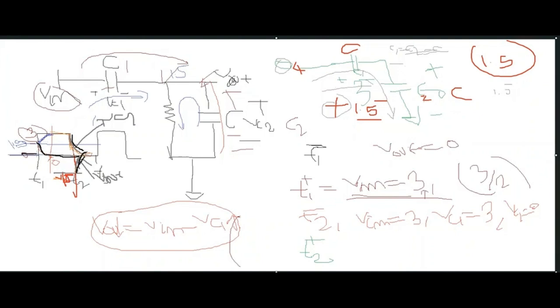When a rising pulse comes, the output is 1.5 to 0, and when a falling pulse comes at the input side, it becomes minus 1.5 to 0.